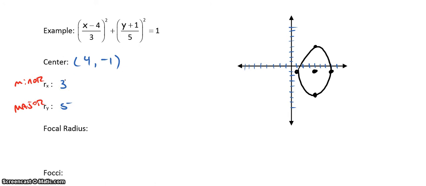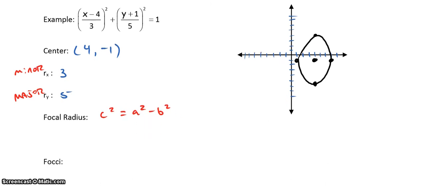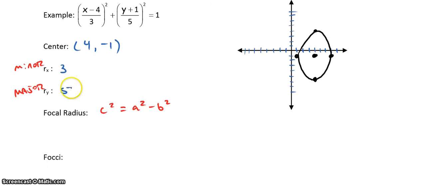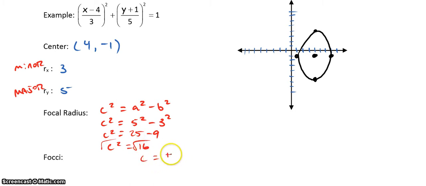So when finding the focal radius, remember it's c squared equals a squared minus b squared. Now, this formula is not as important to remember. You just always have to know it's the big radius minus the small radius, major minus minor. So in this case, c squared equals my major, 5 squared, minus 3 squared. So 25 minus 9 gives me c squared equals 16. Square root both sides: c equals plus or minus 4, because the square root of 16 is 4.